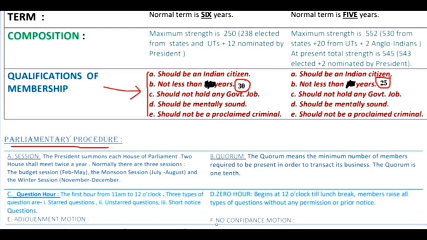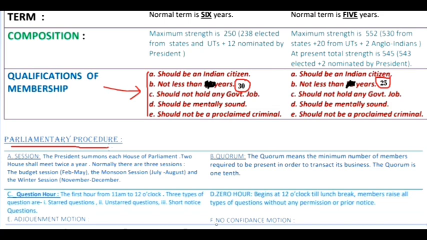So according to your syllabus, you have only sessions, quorum, question hour, adjournment motion and no confidence motion. So first one is sessions. The president summons each house of parliament. Each house shall meet at least twice a year, and the interval between two consecutive sessions shall be less than 6 months.